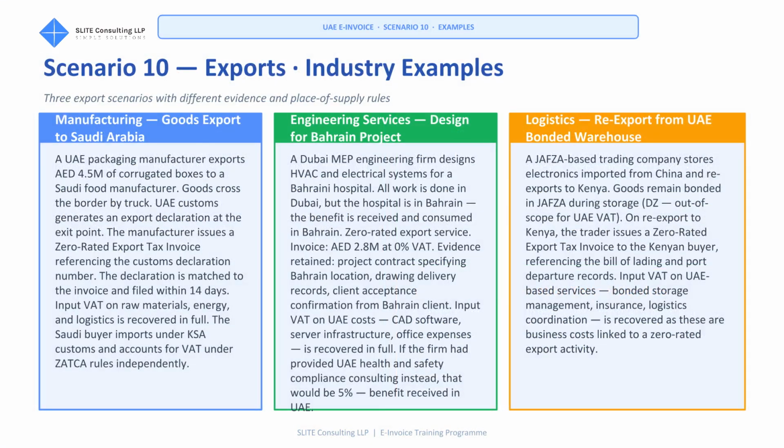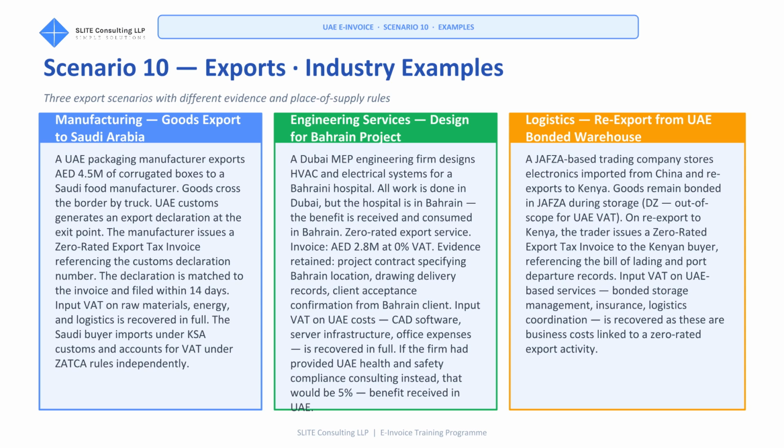3 export scenarios with different evidence and place of supply rules. First, manufacturing. A UAE packaging maker exports 4.5 million dirhams of corrugated boxes to a Saudi food manufacturer. UAE Customs generates an export declaration at the exit point. The zero-rated invoice references that declaration number. Everything is filed within 14 days. Input VAT on raw materials, energy, and logistics is recovered in full.